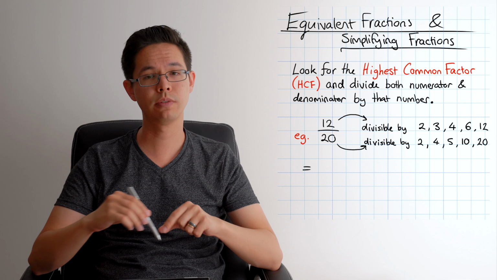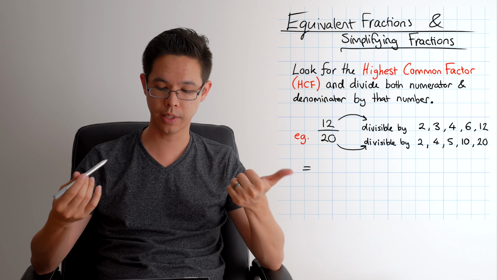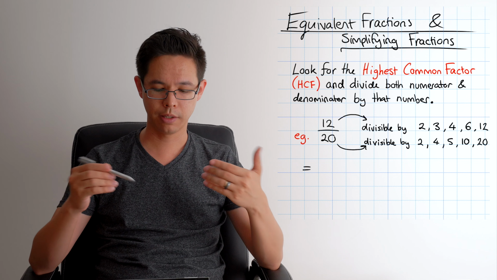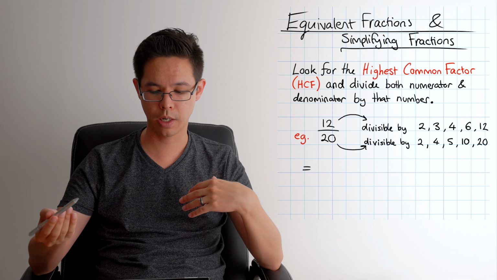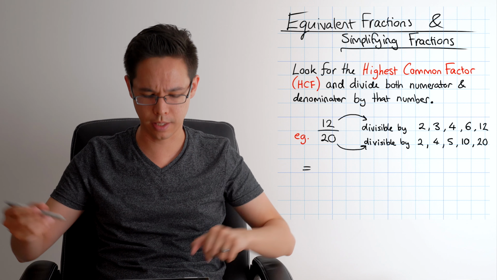So here I've got 12 over 20 in my example. The numerator, 12, can be divisible by 2. I can divide it by 3. I can divide it by 4, and 6 and 12. And for 20, the denominator, I can divide it by 2 or 4 or 5 or 10 or 20. So I'm just unpacking the list there.